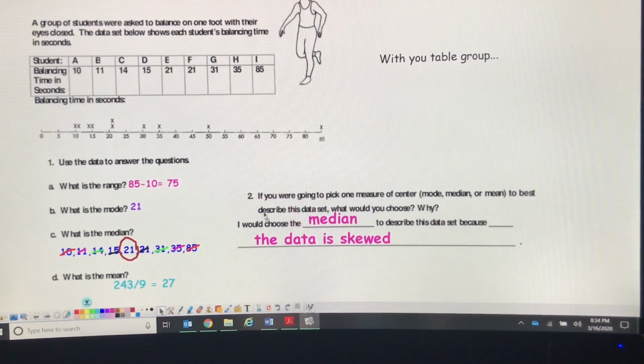If we look at our data, I would use the median because the data is skewed. This data point of 85 skews our data to the right, meaning it's increasing our mean value. Our median is a better summary of all the data points that are characterized without the outlier.